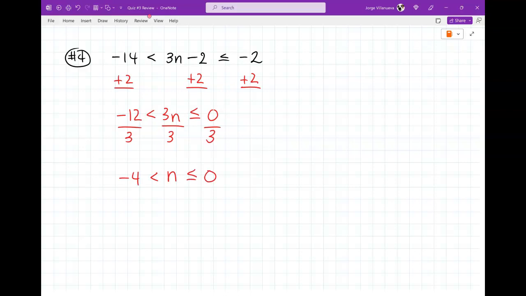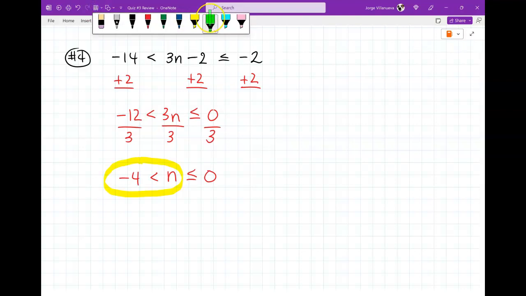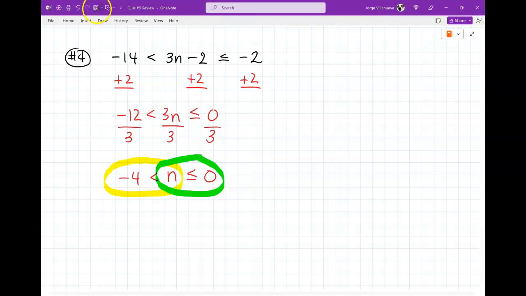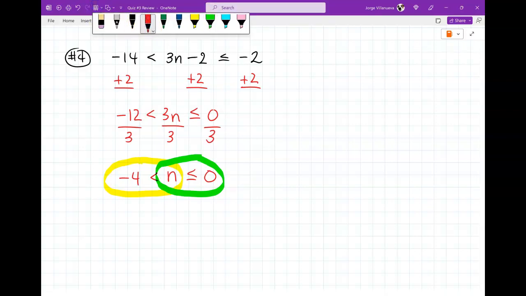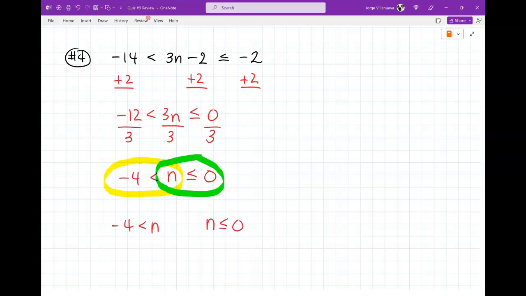Now if I cut this up into 2 different answers, here they are. Here's one of the answers. And then the other answer is going to be right here. So let me just write them out, and then I'm going to go ahead and draw it. -4 less than n, and n less than or equal to 0. Those are the 2 solutions, okay?